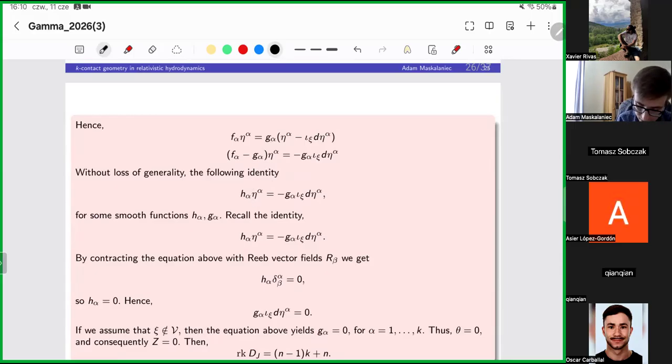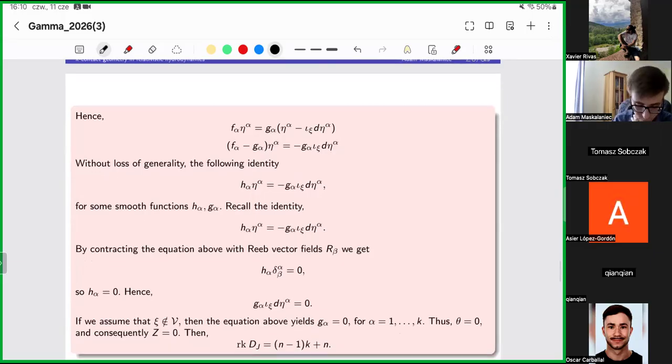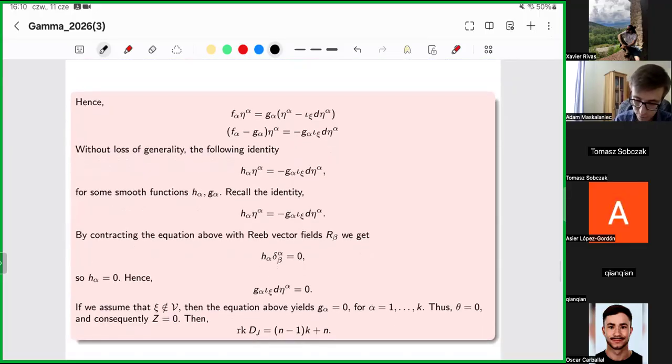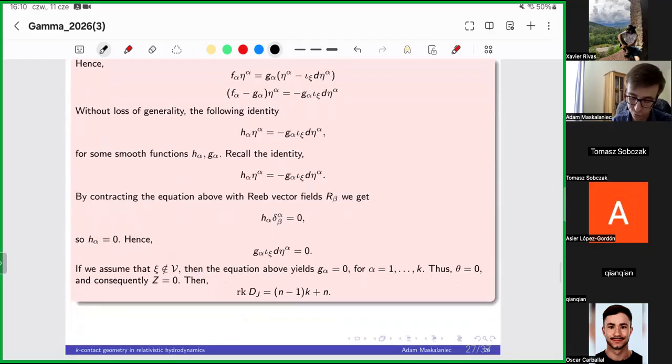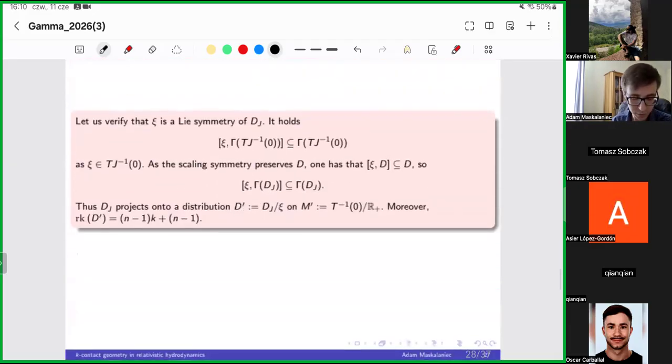Okay. And then, when we contract both sides with the Reeb vector fields, we get that h alphas are necessarily equal to 0. And thus, g alpha times the contraction of d eta alpha with psi is necessarily equal to 0. And using calculations in Darboux coordinates, then we may verify that all g alphas are also equal to 0. Okay.